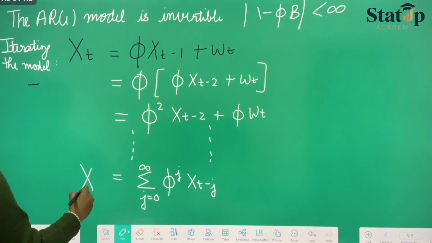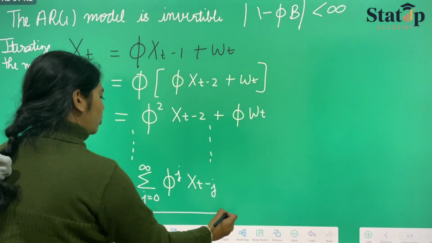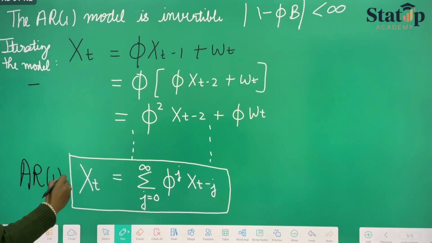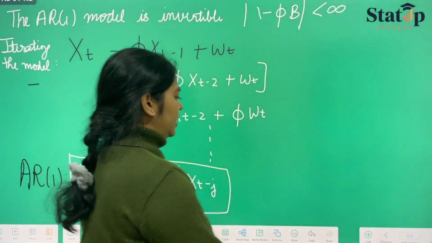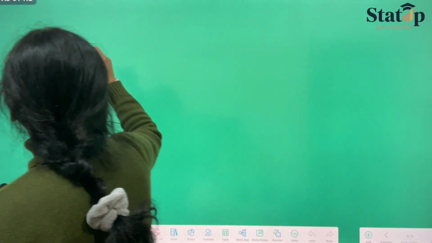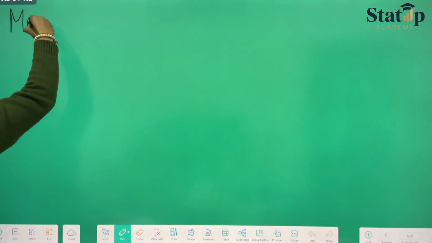So this would be our time series model, or AR model, under iteration. If we take n values or an infinite number of values, then this would be our model. Now, what would be the mean, variance, and autocovariance of this model? We'll calculate the mean of the model.